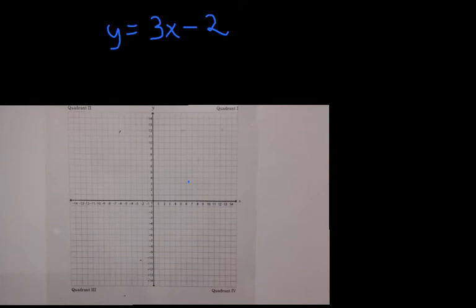Let's take a look at a few. We're going to have about 4 or 5 equations I want to look at. So what we know from this equation, which is in slope-intercept form, is that the slope is 3, and the y-intercept is negative 2. So I'm going to make this a little bit bigger to work with.